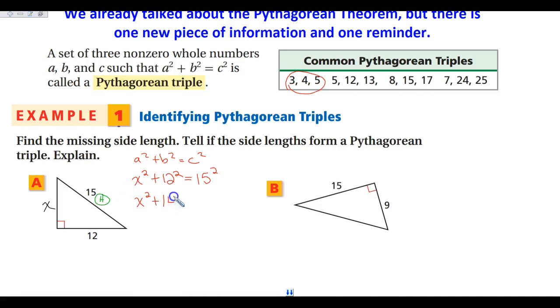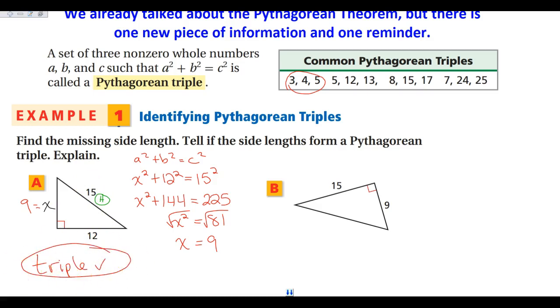Now 12 squared is 144. 15 squared is 225. When I subtract 144 from both sides, I'm going to get 81. Square root both sides, I'm going to get that x is 9. So this side length is 9. So 9, 12, and 15 are all whole numbers, so it is a Pythagorean triple. That's all there is to it. They are all whole numbers.